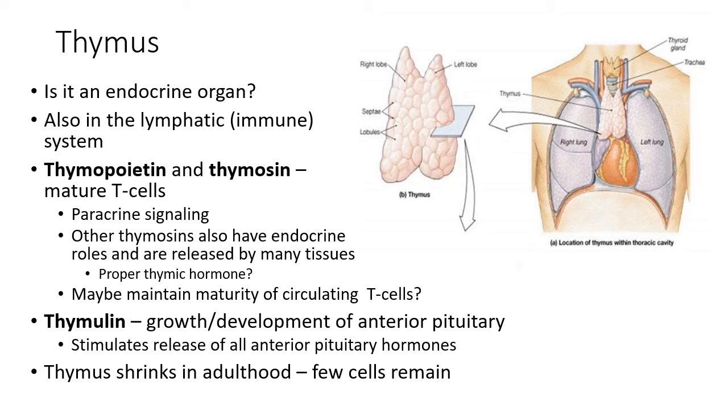Maybe thymopoietin and thymosin could have some hormonal role, some endocrine role. They might help maintain the maturity of T cells that are already circulating in your bloodstream. That's not really clear though.